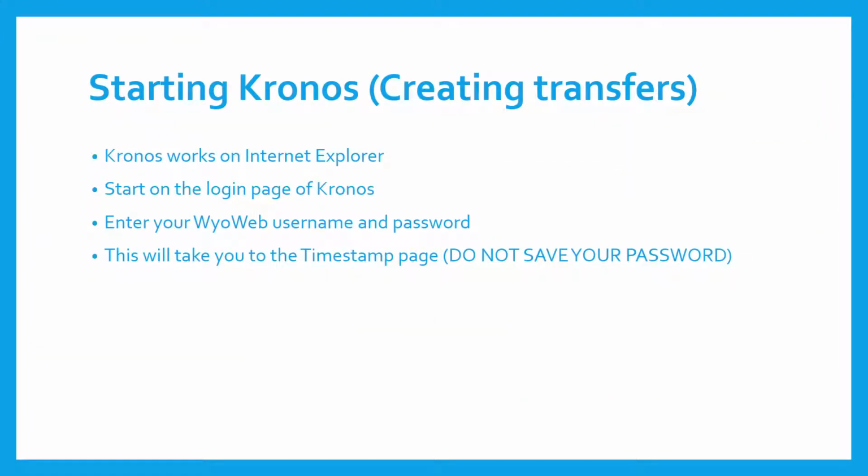So starting Kronos, also known as creating a transfer. Kronos works on Internet Explorer only. You'll start on the login page. To log in, enter your WildWeb username and password. This will take you to the timestamp page. Do not save your password.